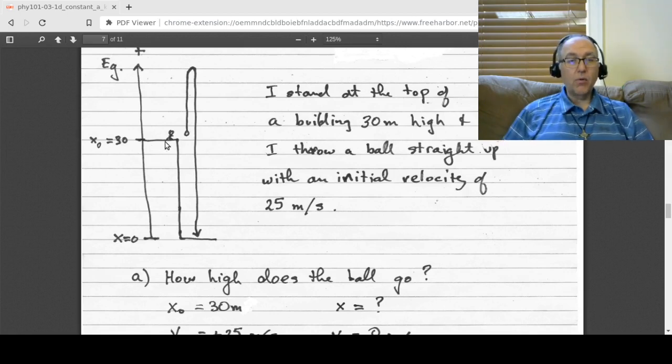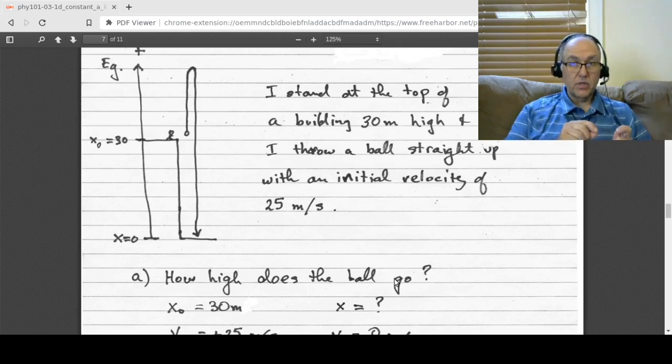So now the next step is let's put the coordinate system in. We're going to choose the origin down here. If the origin is there, then the top of the building up there is 30 meters, okay? And of course, when I throw the ball up, it goes up further and comes back down like that, okay? Further than 30 meters, all right? So how high does the ball go? All right, now we can start to answer it.